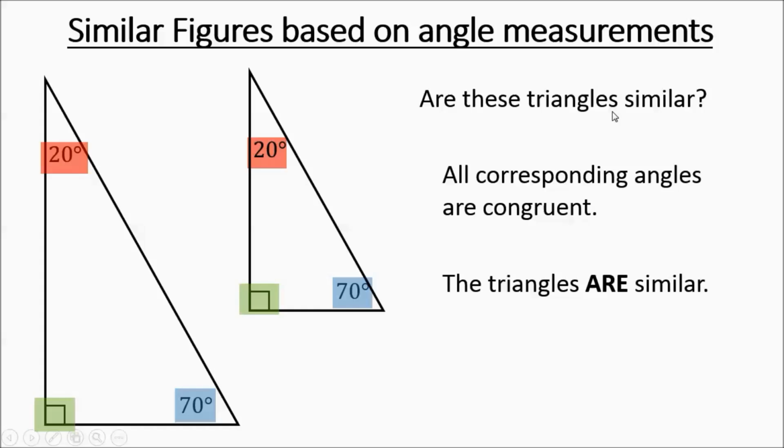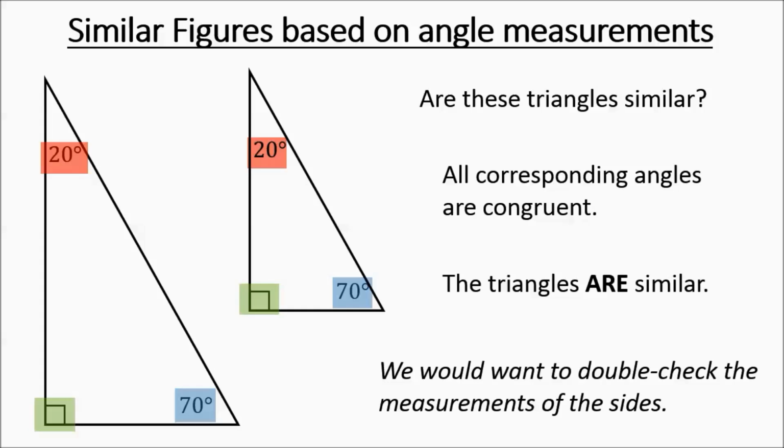Now, if they gave us some measurements for the sides, we would want to make sure all of those are proportional, but based on the information given here, they are similar. Like I said, we'd want to double check measurements of sides if they gave us some, because sometimes on a test they'll trick you and give you some numbers that don't really line up and are proportional.